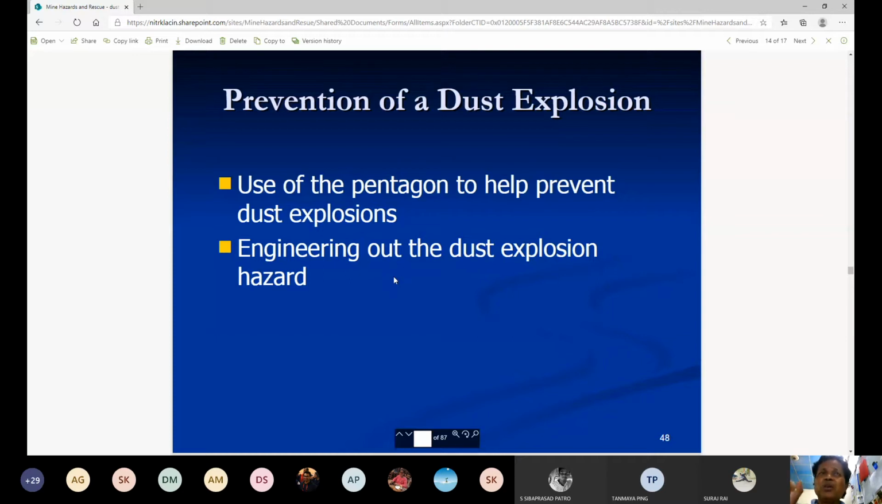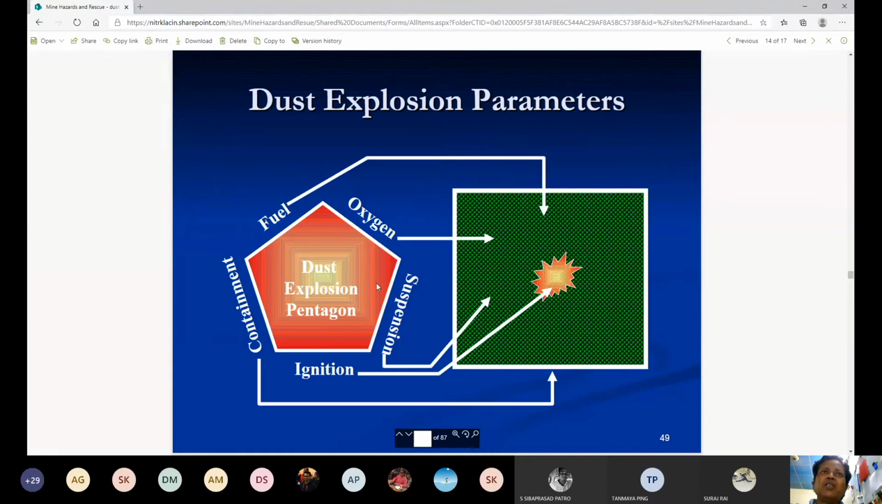What are the important parameters responsible for the coal dust explosion to take place? There are 5 important parameters. One is your fuel or coal dust. Second one is your oxygen. Third one is your ignition source. Fourth one is your containment. Fifth one is your suspension. The dust should remain suspended. These 5 parameters are called the explosion pentagon: fuel, oxygen, suspension, ignition, and containment.